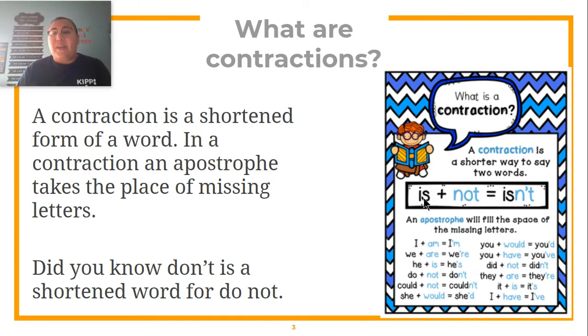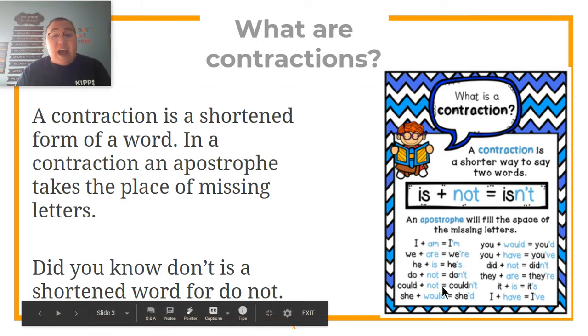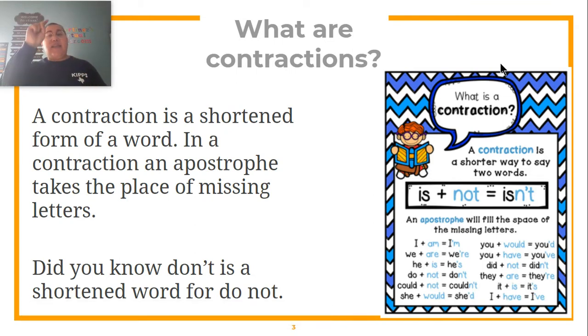Let's look here. Is not turns to isn't. So I eliminate the O, and in the O's place, I add an apostrophe, right? I am turns to I'm. Could not turns to couldn't. They are changes to they're. I have changes to I've. So when we eliminate those words, that apostrophe goes in the place of those letters. Okay? We've got to make sure that we put the apostrophe in the correct place.